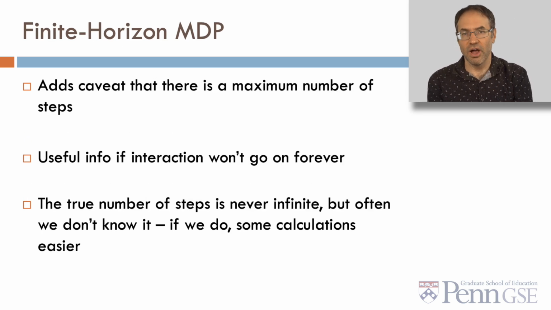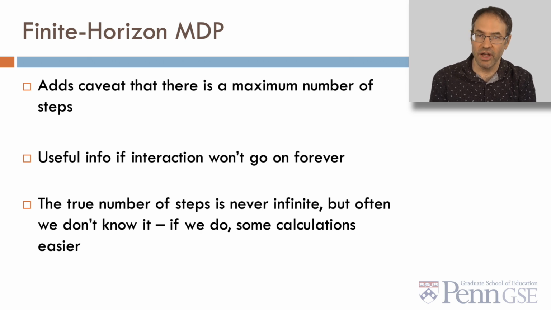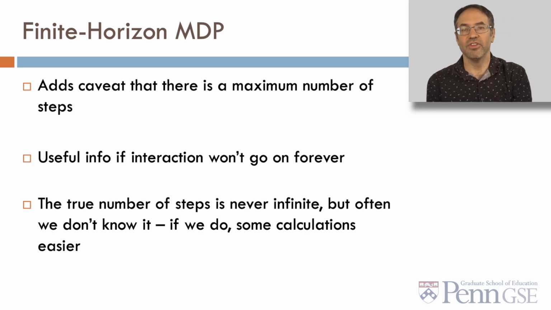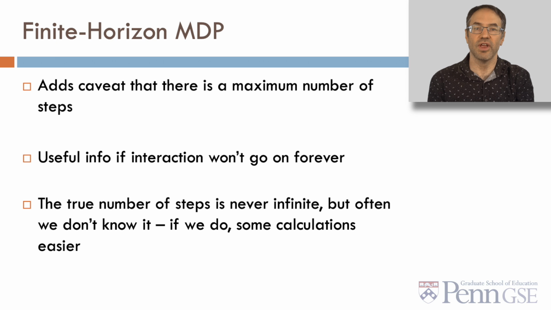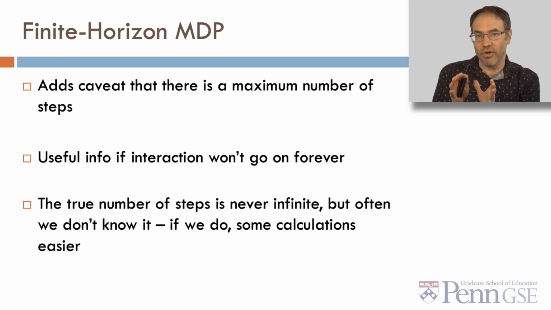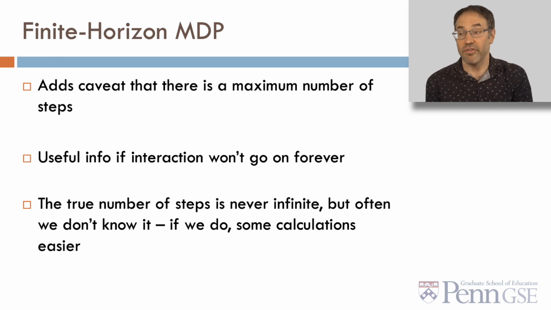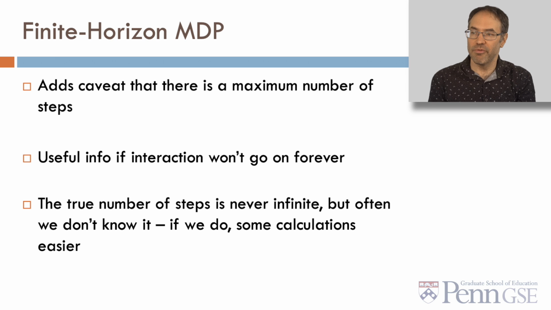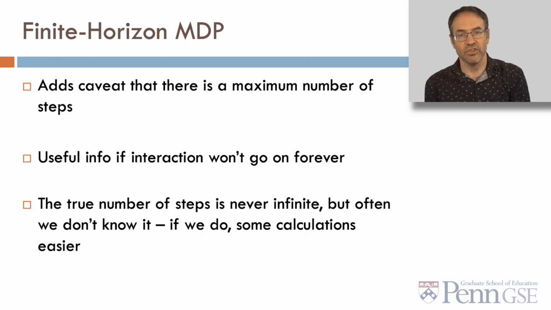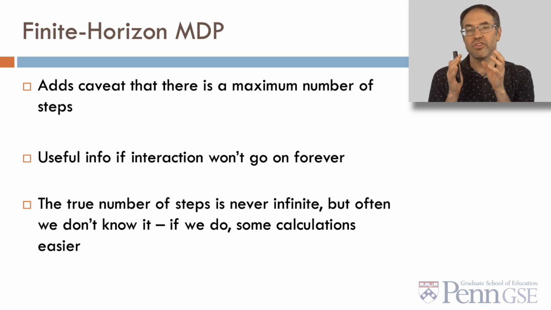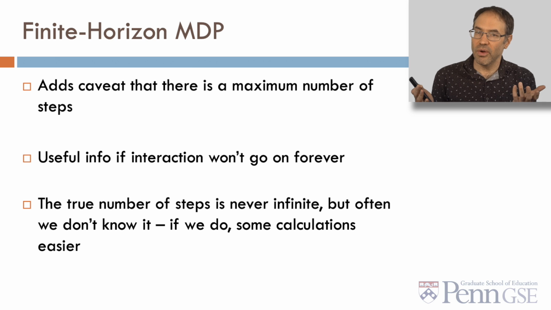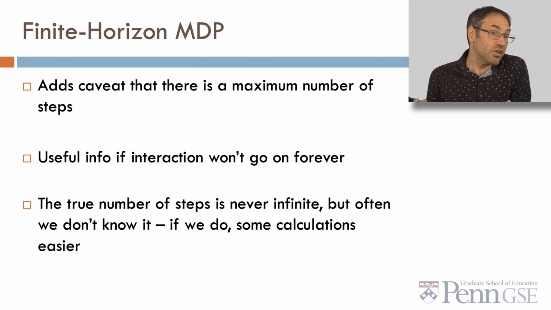A variant on MDP is the finite horizon MDP. This model adds the caveat that there's a maximum number of steps. Now, this is useful info if the interaction won't go on forever, and it's actually pretty common in a lot of papers and practical applications. The true number of steps is never infinite, but often we don't know it. If we do, some calculations are easier.